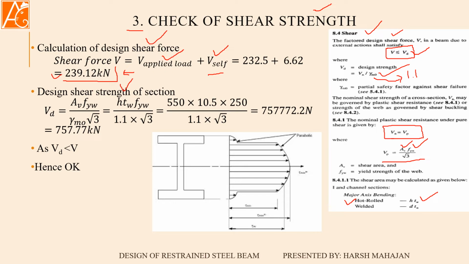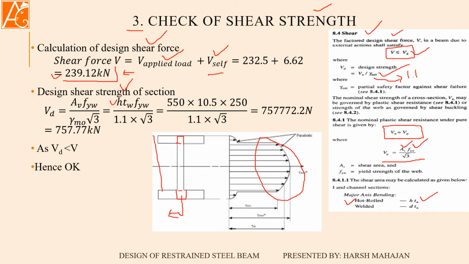Now in the I section, the distribution of the shear stresses is like this. The maximum portion of our shear stress is actually taken by the web section only. So in the analysis of a steel section for shear, we consider the whole web to carry the shear forces. We avoid the flanges because the flanges take very little of the shear force. That's why the area of resistance will be H into Tw.